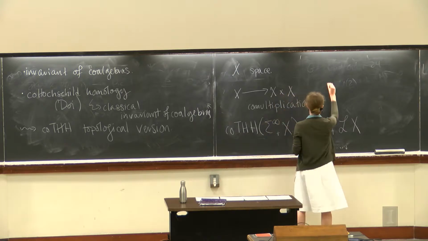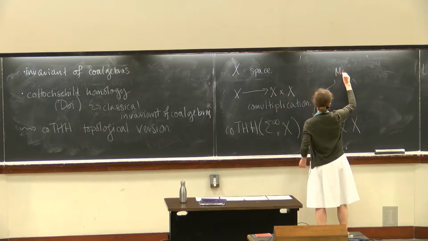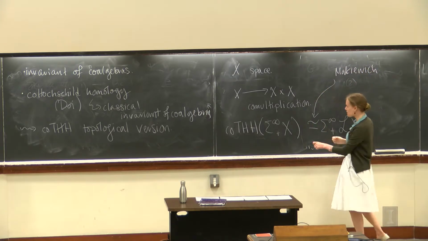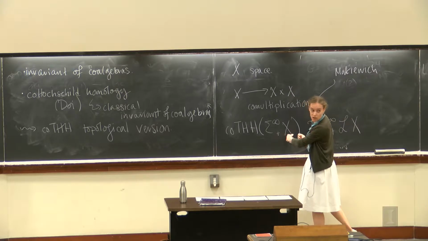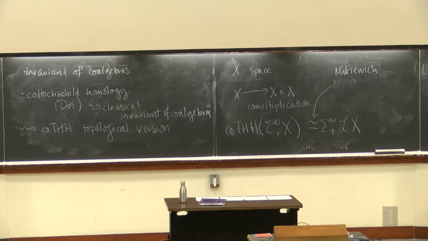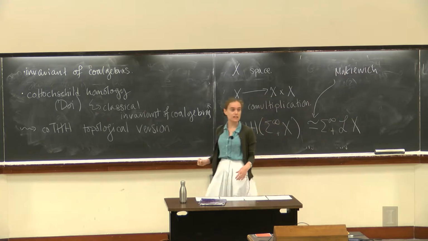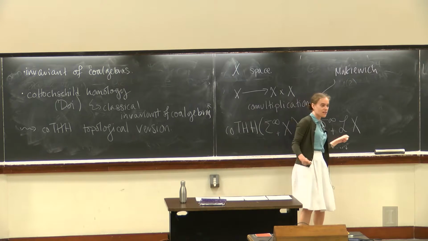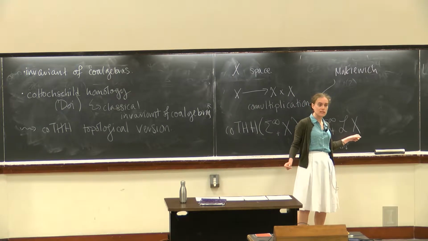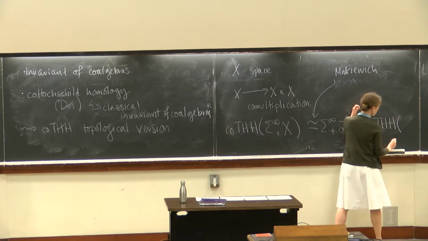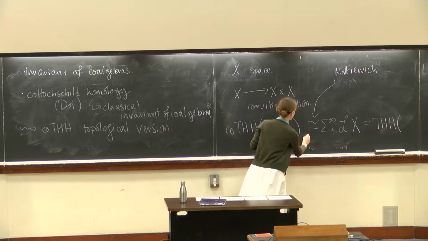Let me highlight that this is work of Malkovich. He was not thinking of this left-hand side as CoTHH when he was writing this down, but this comes out of some recent work of his. Hess and Shipley also have some related proofs along these lines as well. And then, in fact, many of you will recognize that the suspension spectrum of the free loop space, this is THH. Oh, I'm sorry, I need simply connected here.